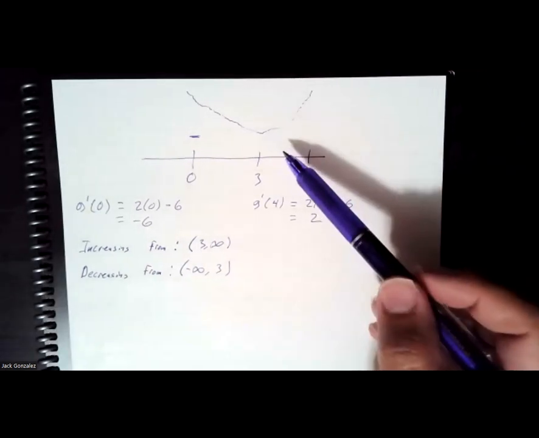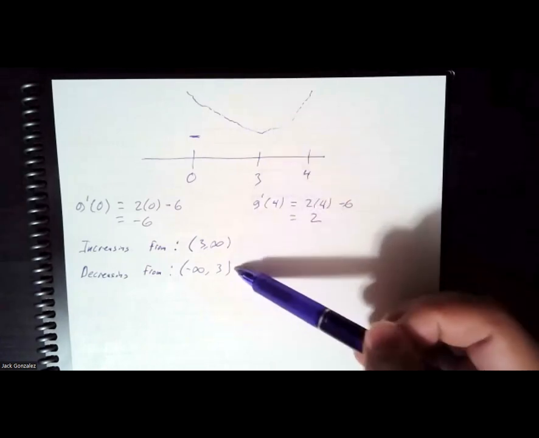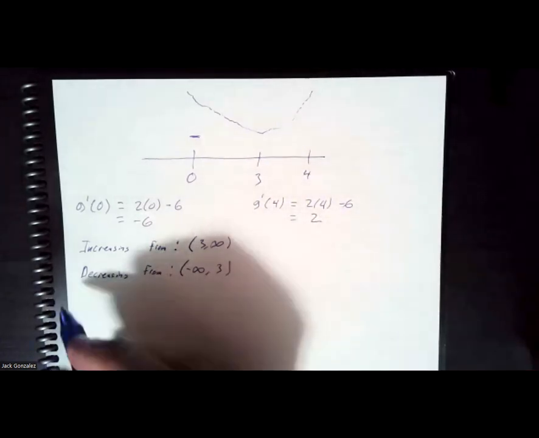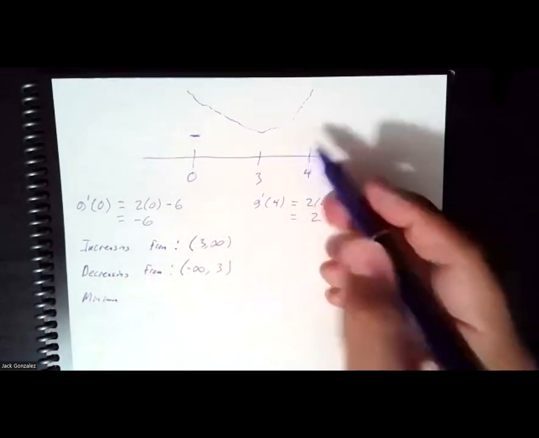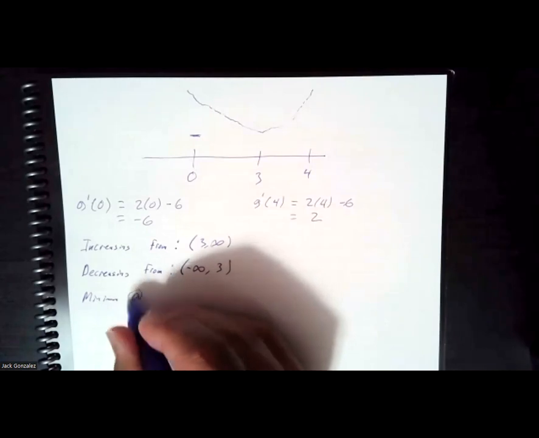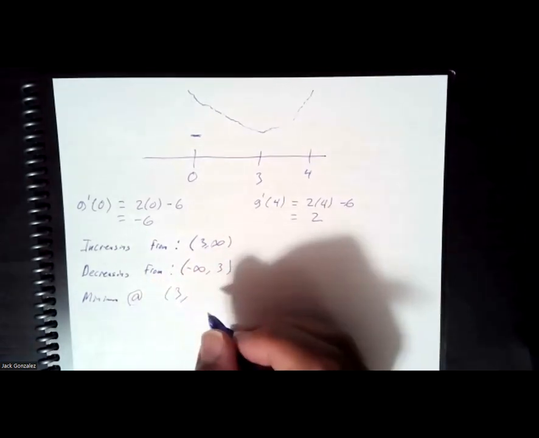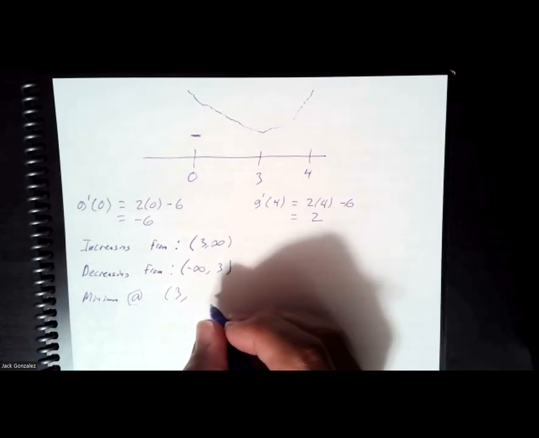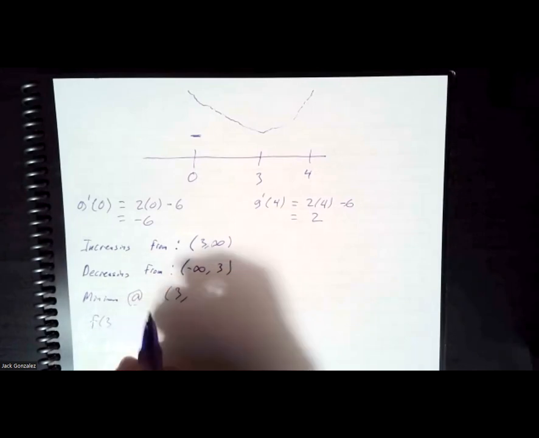Sounds super cool. Right, 3 to infinity, increasing, negative infinity to 3, decreasing. Got it. Minimum, because we can see it at 3. We don't know the y value. In order to find that, you have to plug it into your original function. So plug it into, I think we called it g, right?